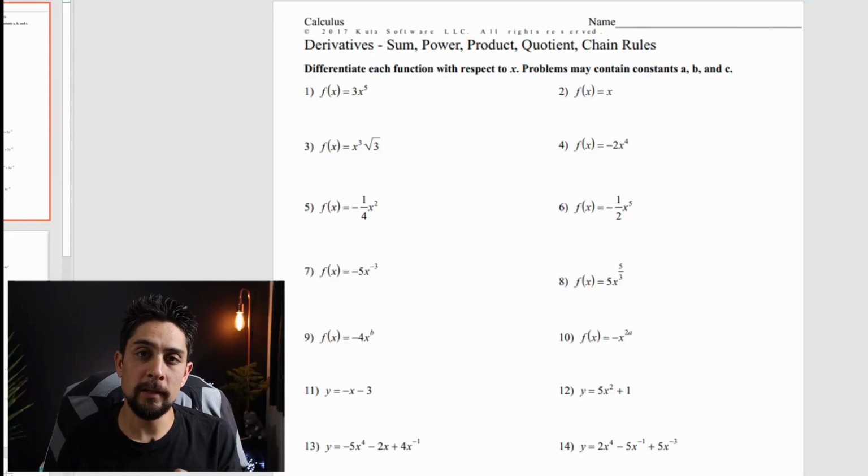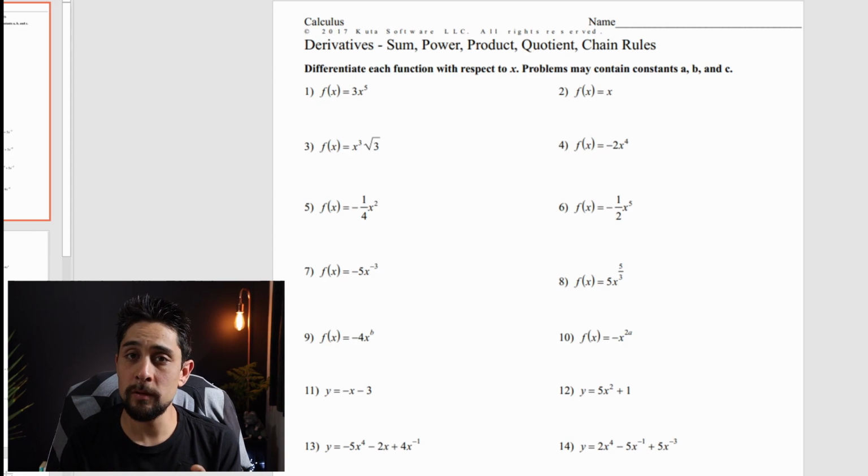So here we are with our derivatives. We'll be going through the sum and power rule, the product rule, the quotient rule, and the chain rule. I won't be going in that order because I do prefer the chain rule over the product and quotient rule, so I'll be switching things up a little bit. We have, I believe, 50 questions, is that right?